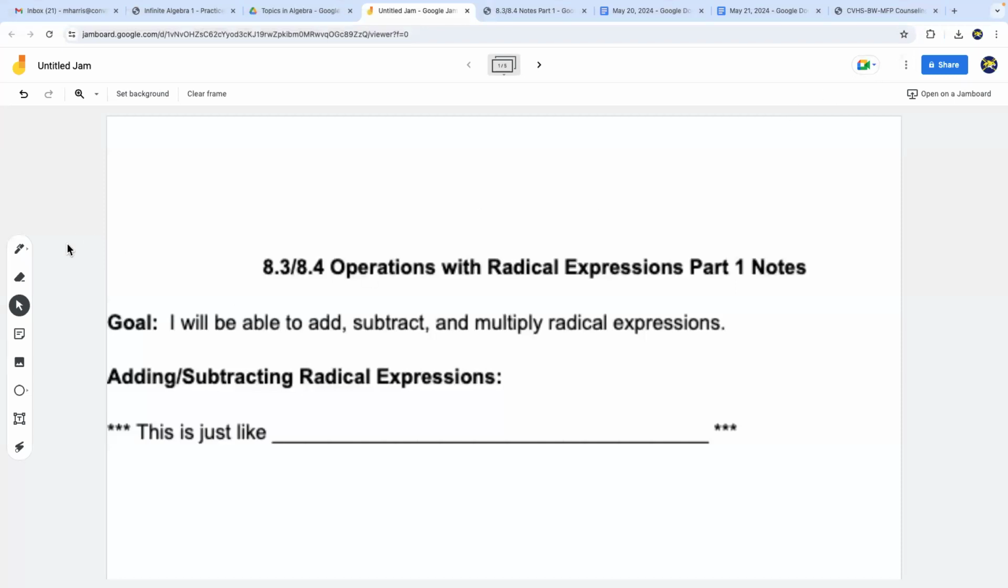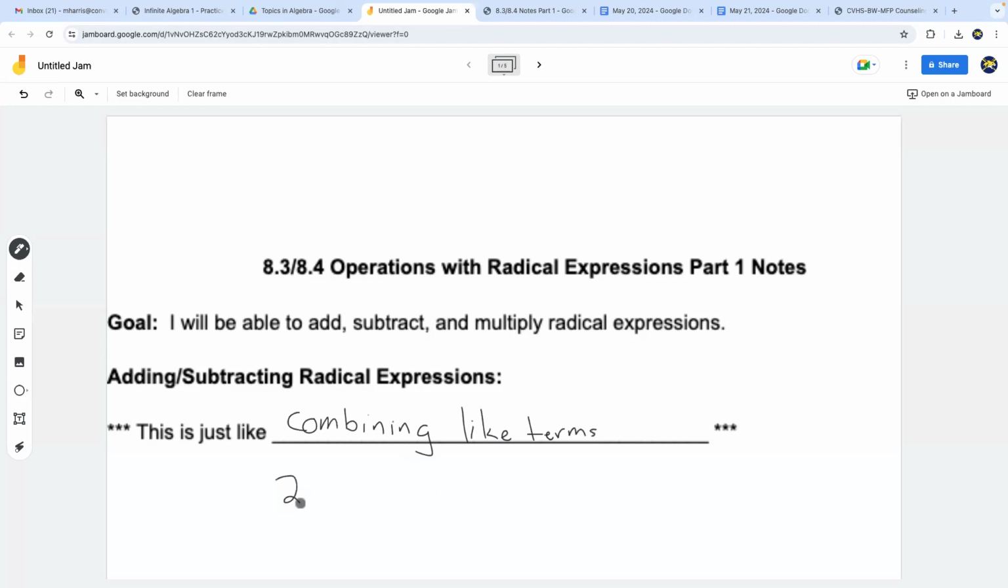When we add or subtract radical expressions, basically what we're doing is we are combining like terms. Okay. And the radicals are like terms, combining. I think I spelled that right. Yep, like terms. And we did this before.